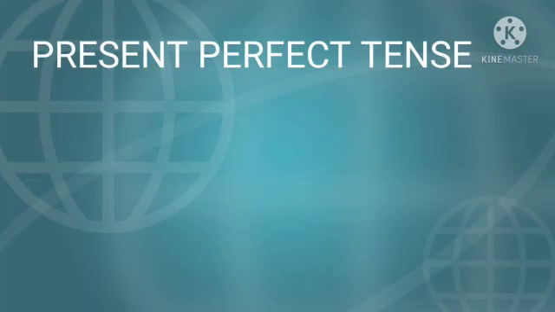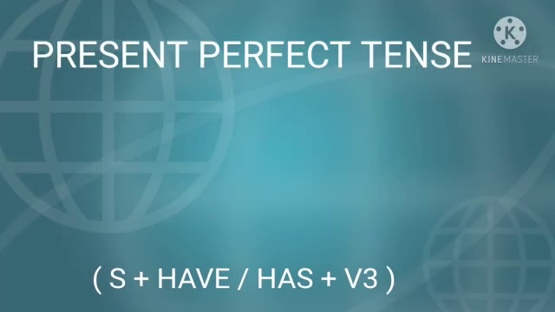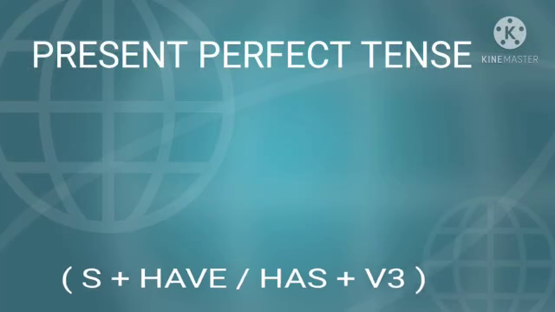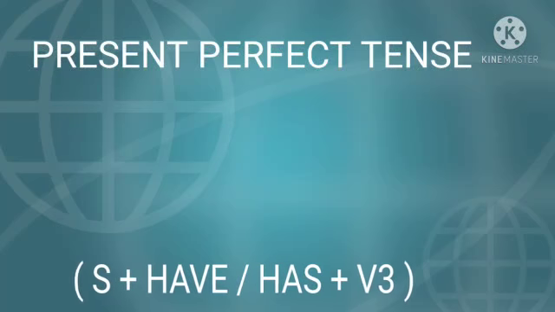Now next one, you can see over here present perfect tense, and the pattern is subject plus have or has plus V3. And as we all know, have is used with first and second person and plural, whereas has is used with third person singular. Now let me tell you when to use present perfect tense.